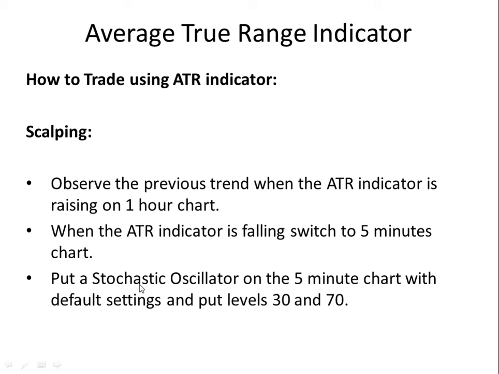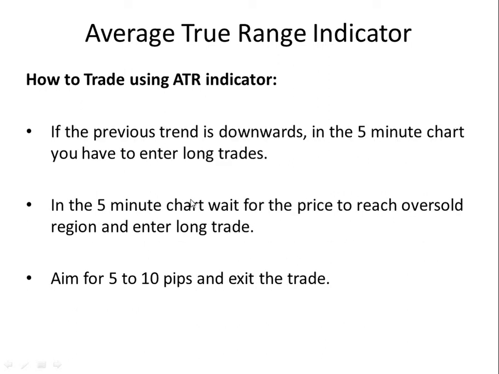And on the 5 minutes chart, put a stochastic oscillator with default settings and put levels 30 and 70. So put a stochastic oscillator on the 5 minutes chart. Whenever the ATR indicator is falling, switch to the 5 minutes chart and put a stochastic oscillator on it with the default settings and levels 30 and 70.